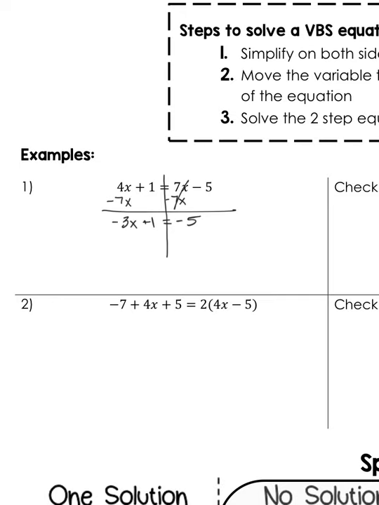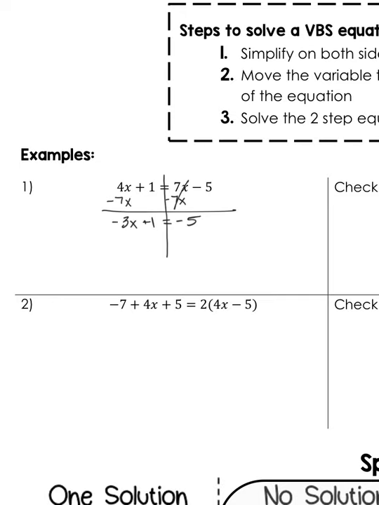So something that I want you to notice here. When we subtracted 7x on both sides, I made sure to line up my x terms, because it's these terms that I'm actually subtracting. I didn't put the 7x over here underneath the positive 1 because it's not a like term with positive 1. It's a like term with my 4x.